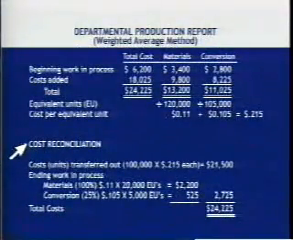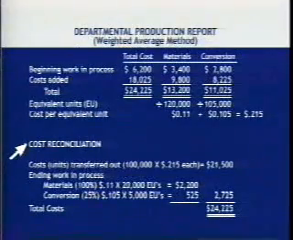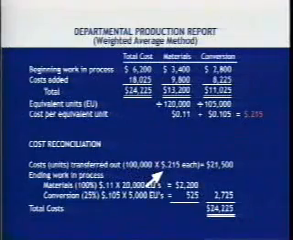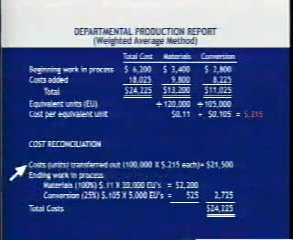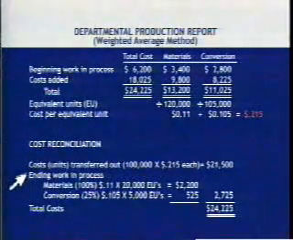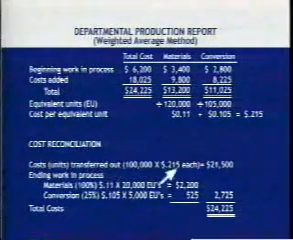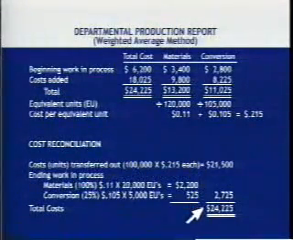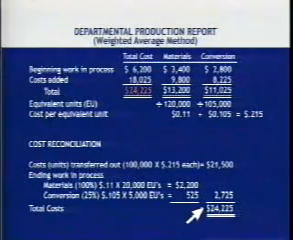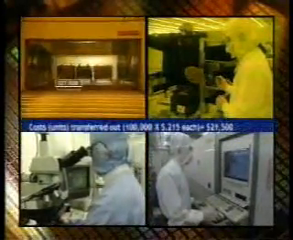Section 3 reconciles the costs charged to the department by allocating them to the department's output. Using the costs per equivalent unit shown in Section 2, it computes costs for units transferred out during the period and for partially finished units remaining in process at the end of the period. These figures are added to arrive at the total costs, which must equal the total costs accounted for in Section 2. A separate production report is created for each department.